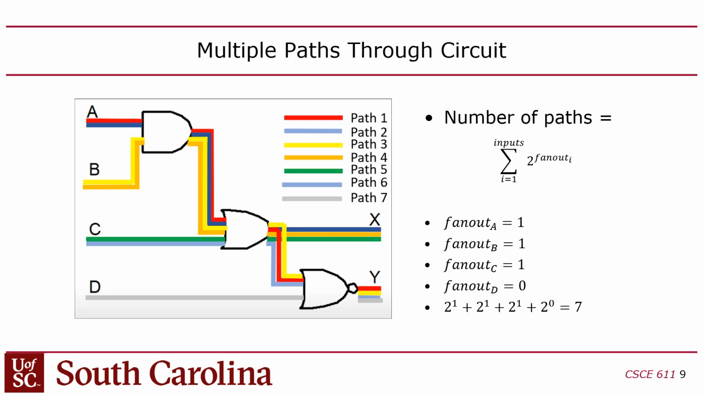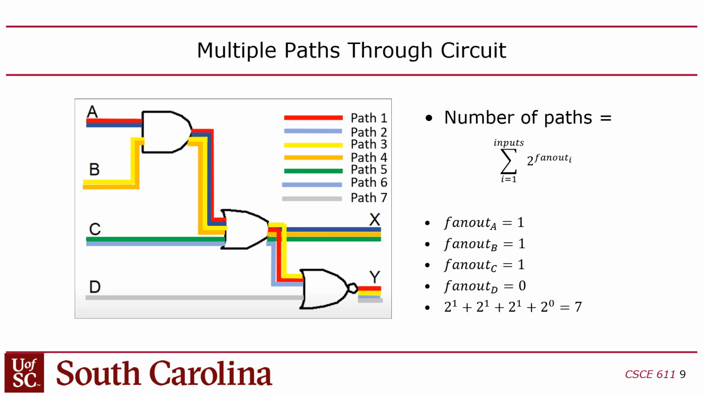In general, if you start with each input and you count the number of fan-outs from each input to the output, you raise 2 to that power and add them all up. If we look at A, B, and C, each one of those passes through this fan-out here, whereas D has no fan-outs, it just goes straight through. So you take 2 to the power of 1 for A, B, and C, and 2 to the power of 0 for D. You add those all up and you get 7. So there's 7 possible ways through the circuit.